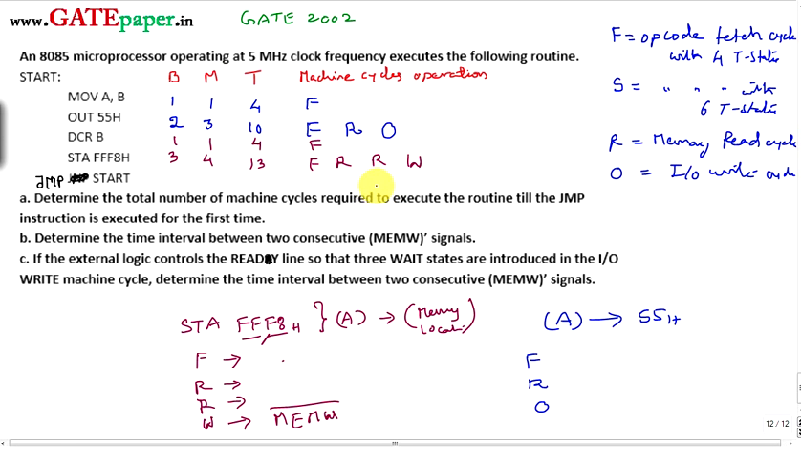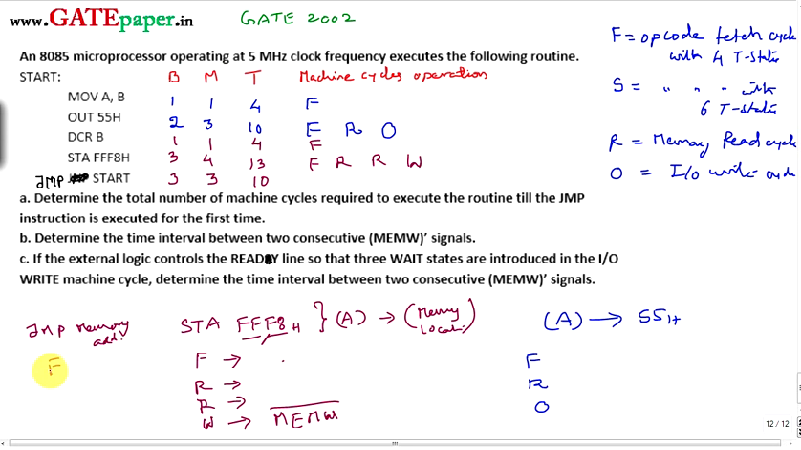Next, JMP START. Jump start is again a 3 byte instruction. Unconditional jump is a 3 byte instruction. It takes 3 machine cycles and 10 T states. This jump start is decoded as jump to some memory location. Start is a label. It will find the address location of the start label, and later it will jump to that memory address. So first one is opcode fetch.